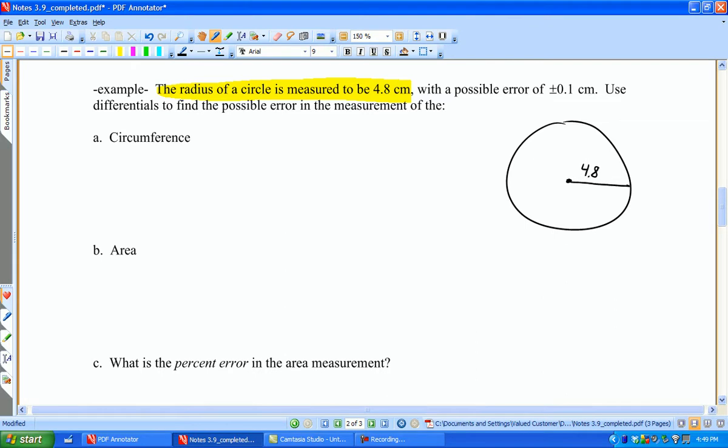But imagine if you're using some kind of a ruler or something, your measurement's not usually exact. You're kind of estimating that looks like about 4.8. So we're told that we have a possible error of plus or minus 0.1 centimeters. We could be off by a little bit.